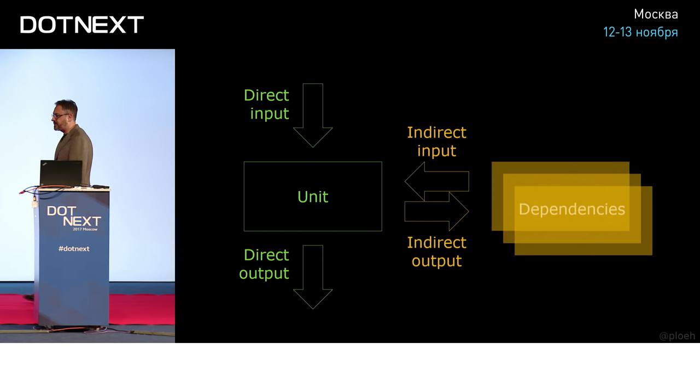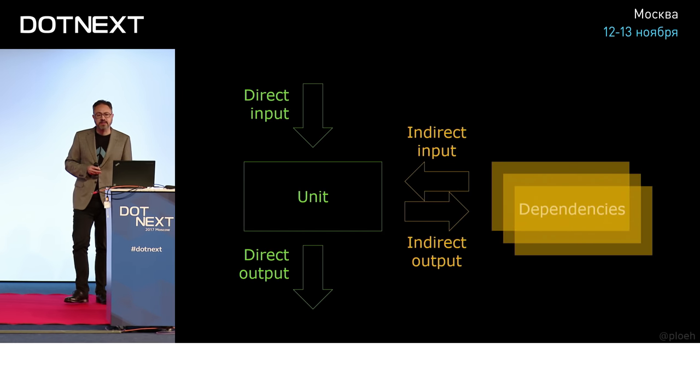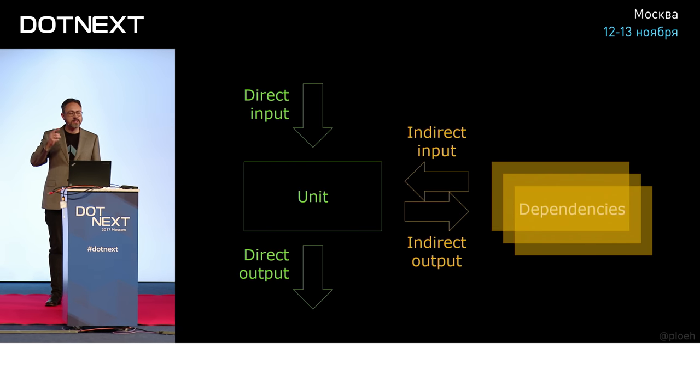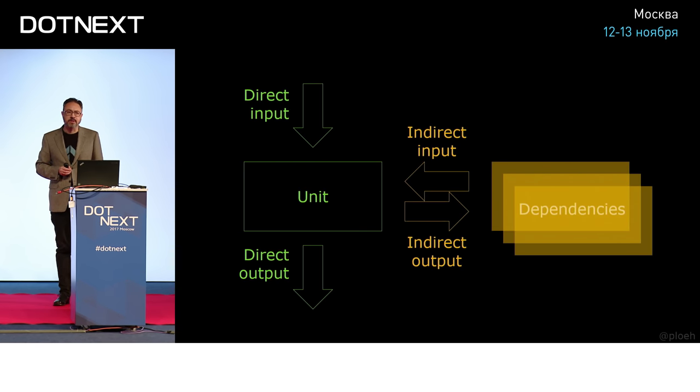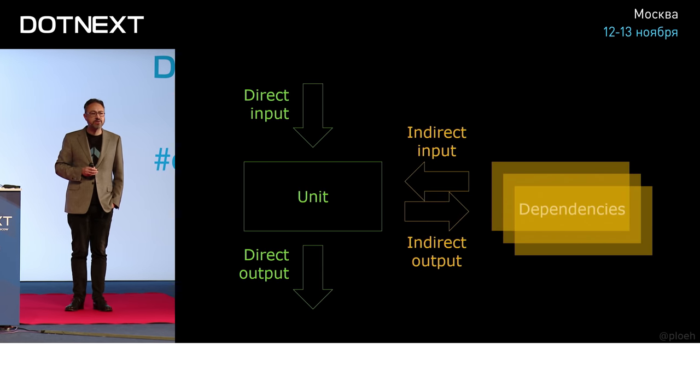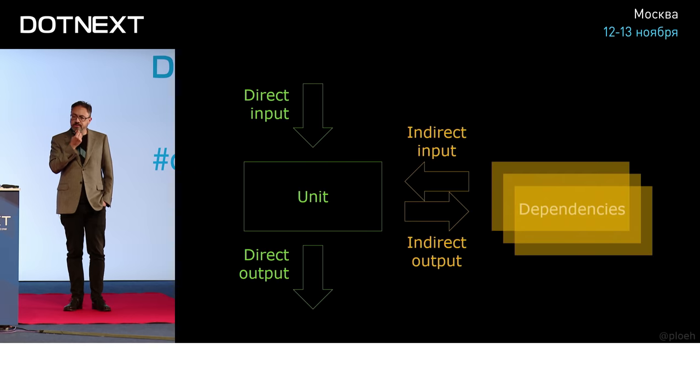So this complicates things a bit. If you're doing unit testing, where you have that indirect input and output, this is where you need your stubs and mocks. It's not impossible to unit test, but it just makes unit testing harder than it ought to be.